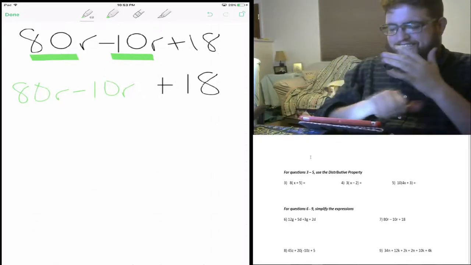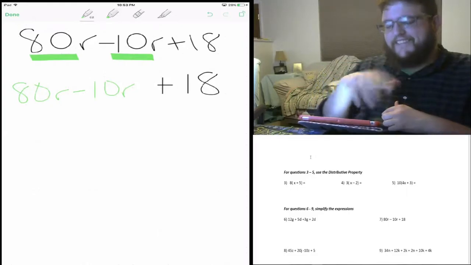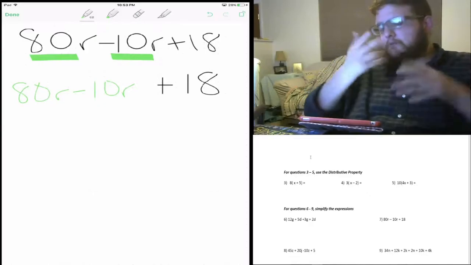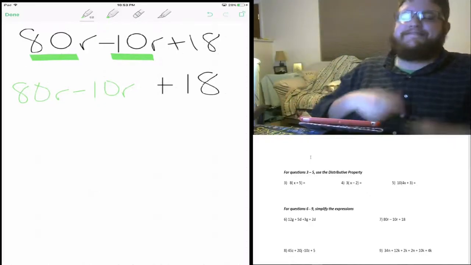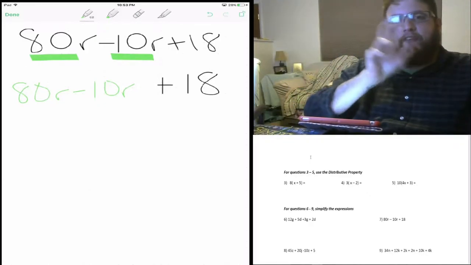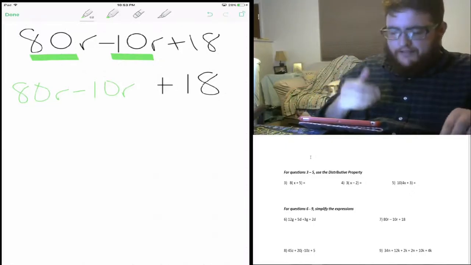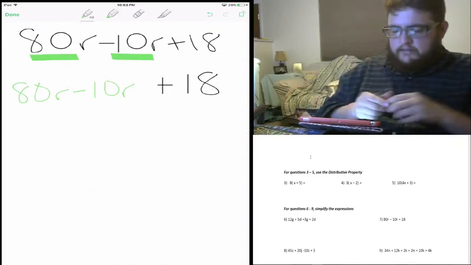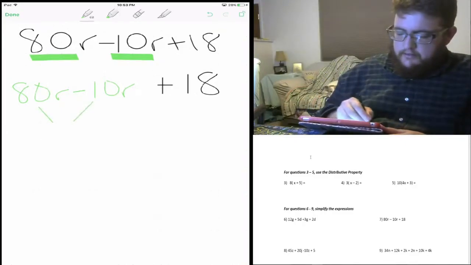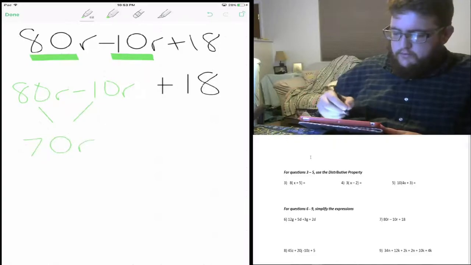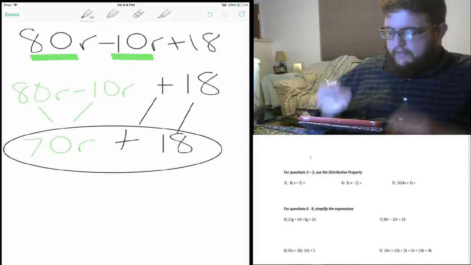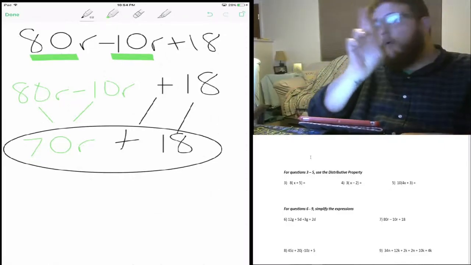So here I'm fumbling with my sign language. I keep saying 80x instead of 80r. And there I did it again. So anyway, 80r minus 10r. Well, 80 minus 10 is 70, so we are left with 70r. Bring down our plus 18. And that is it. 70r plus 18.